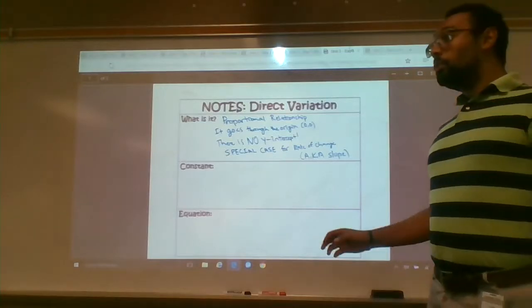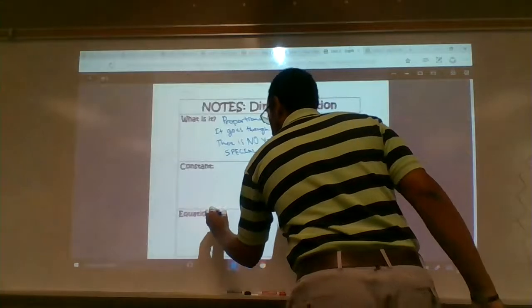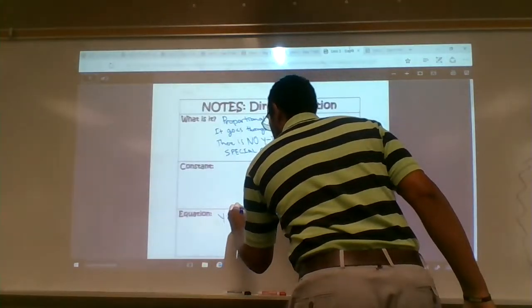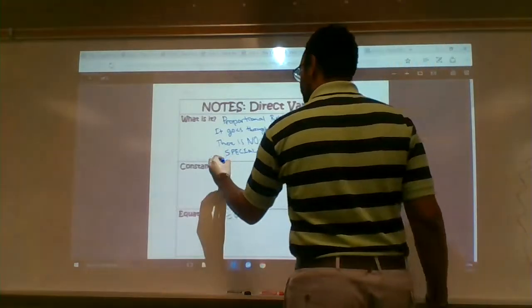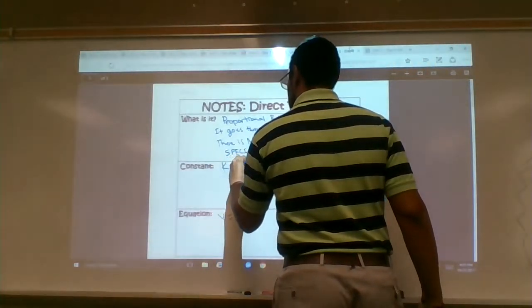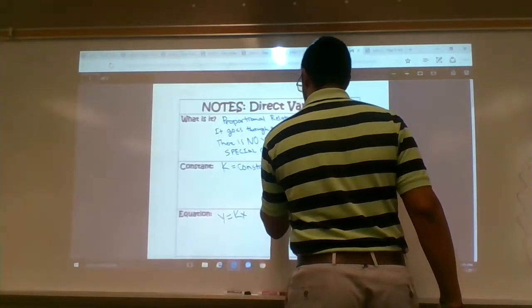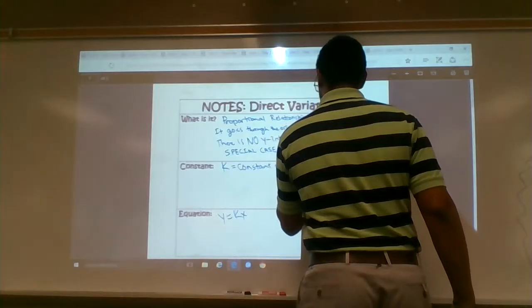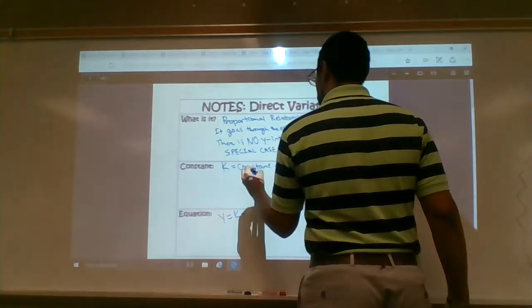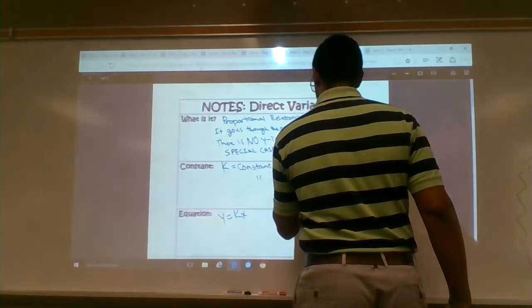Now, for direct variation, the equation is y equals kx. And here, k is the constant of proportionality, or you may see constant of variation.